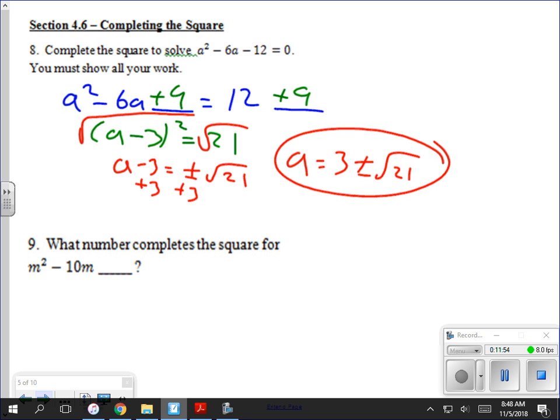And this one's actually really, really easy. Okay. What number completes the square? How did I fill in the blank on the previous problem? Fill in the blank here. Take half of this and square it. Negative 5 squared is 25, so I add 25. That's all that is. How do I fill in the blank? 25.